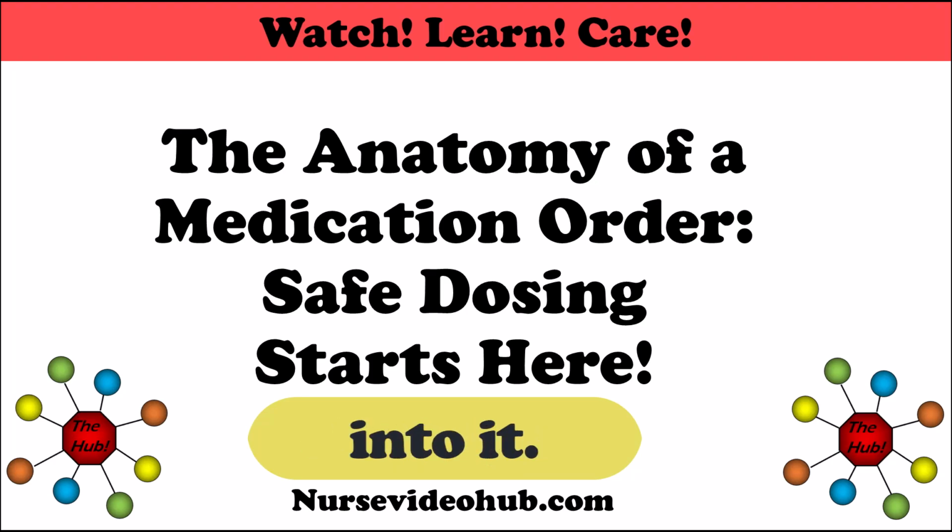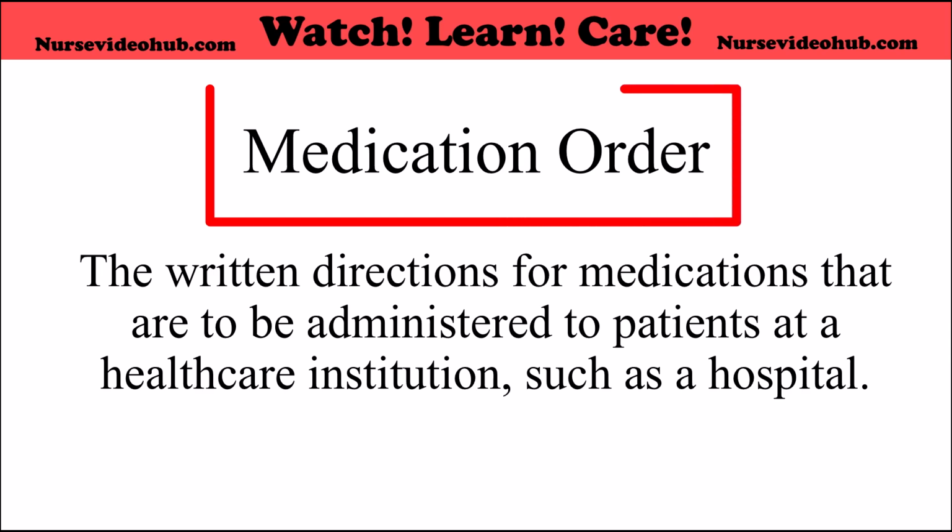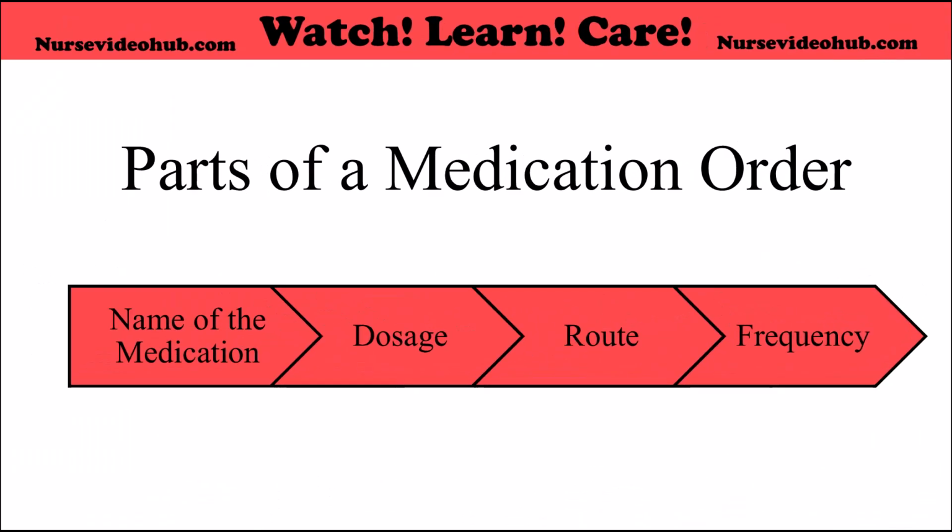Let's get into it. A medication order is written instructions from the healthcare provider for administering medications to patients in the hospital. Every medication order has four important parts. First, the name of the medication. Second, the dosage. Third, the route. Fourth, the frequency. Simple, right? But every detail matters because lives depend on it. Let's break down the four key components of a medication order so you can ensure safety and accuracy.